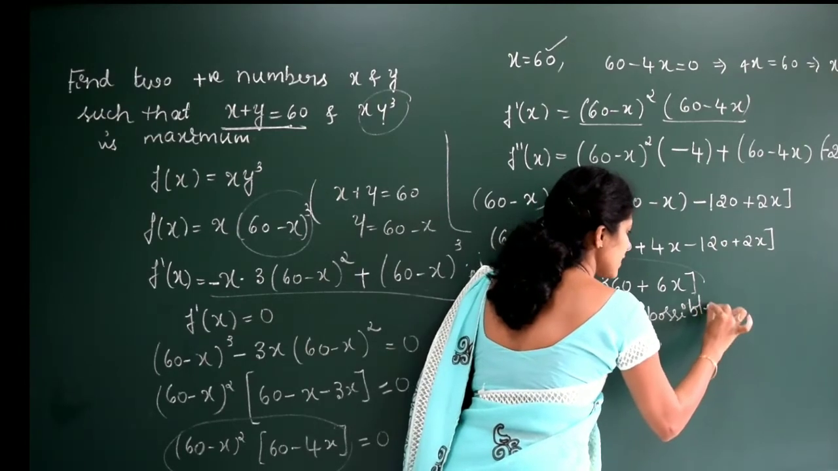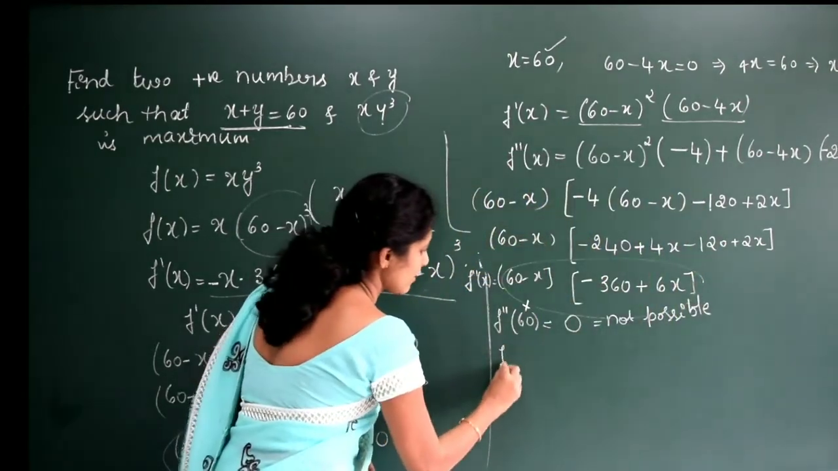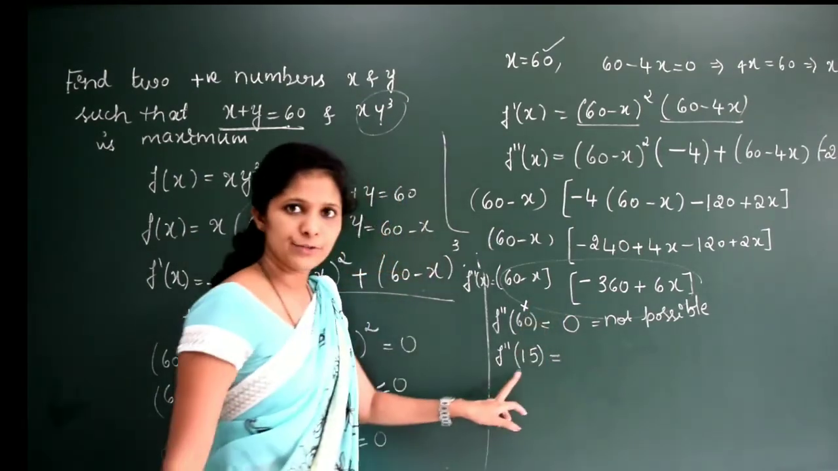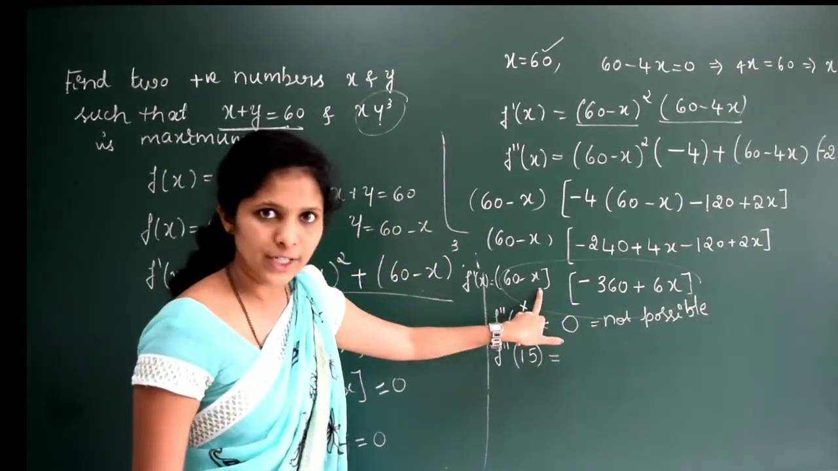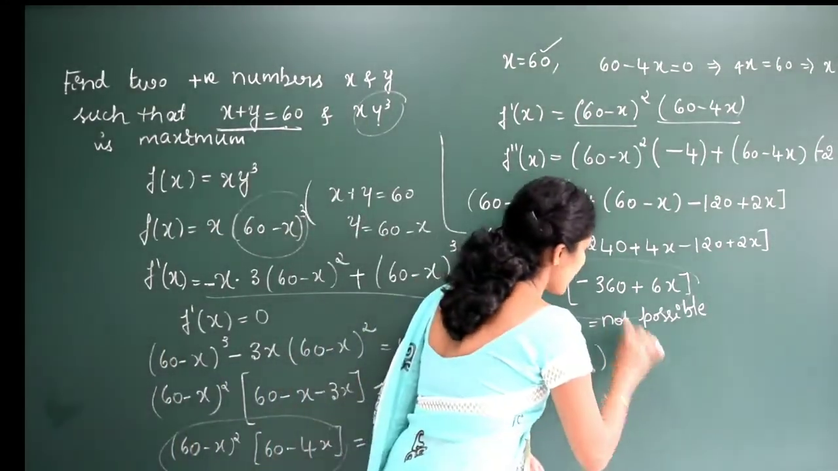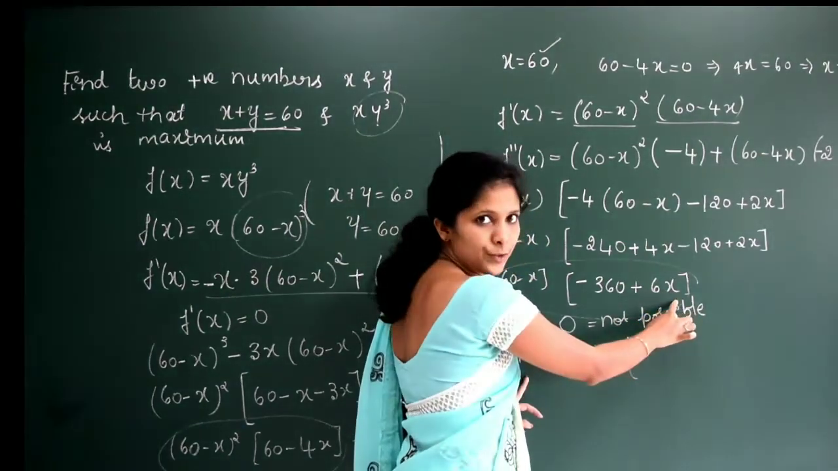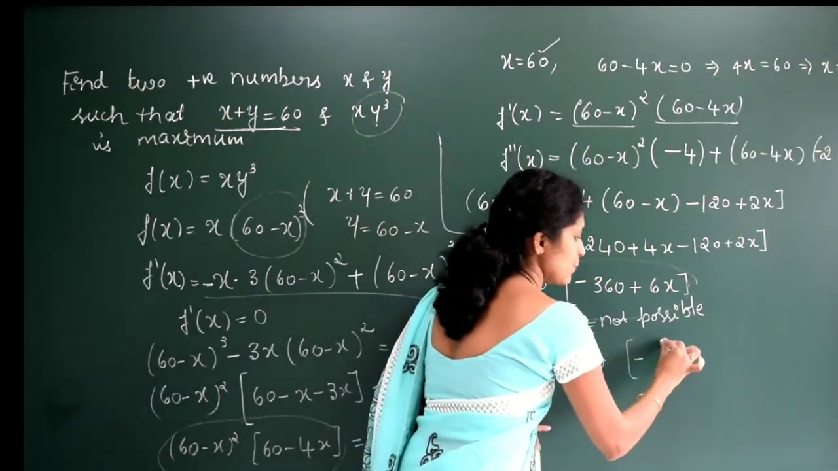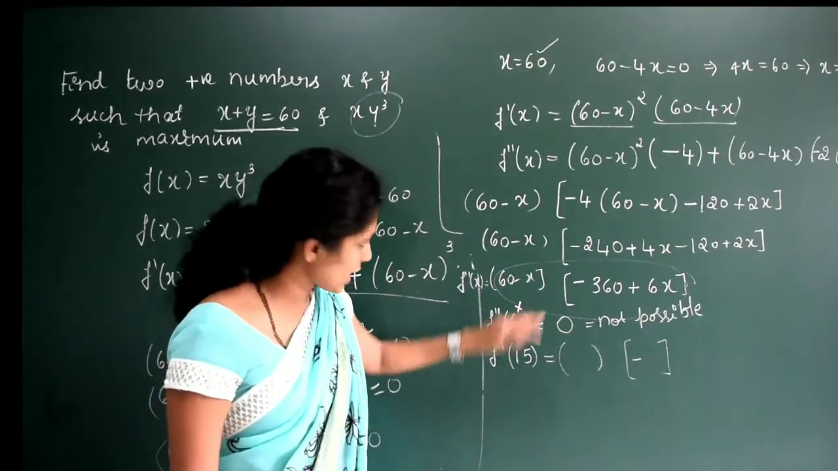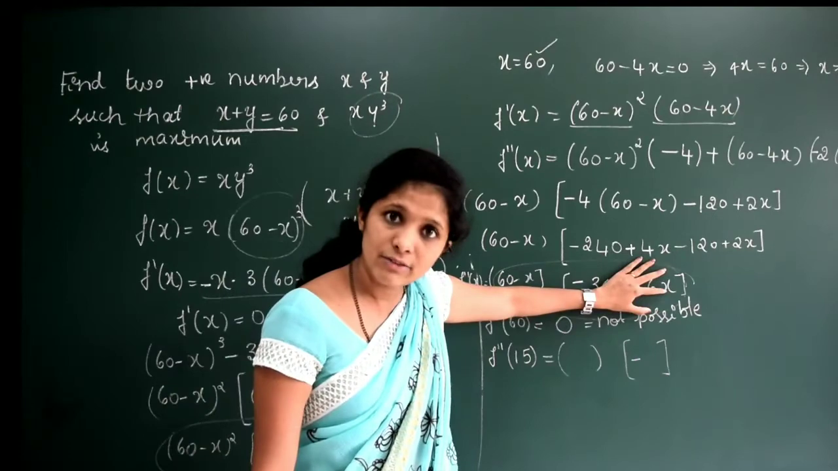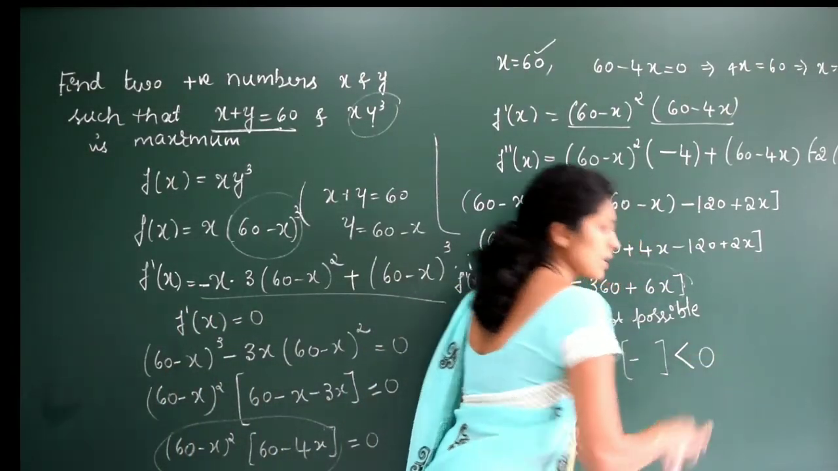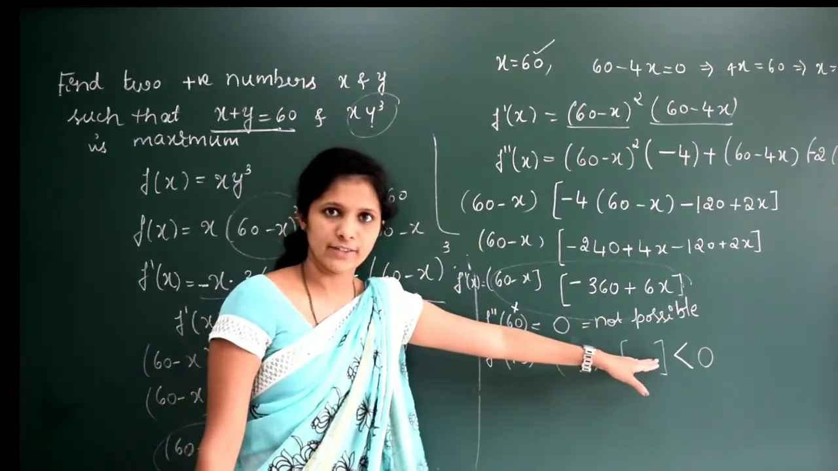So we will check with the second value. If I substitute the value f double dash of 15, is it clear? If I substitute x as 15, 60 minus 15 will be a positive value, and here minus 360 plus 6 into 15 you will get a negative value. Is it clear? Check with this one. Just substitute the value of x as 15, so this will be positive and here you will get negative. So this is less than 0. Clear? Simplify and check the value of this one.